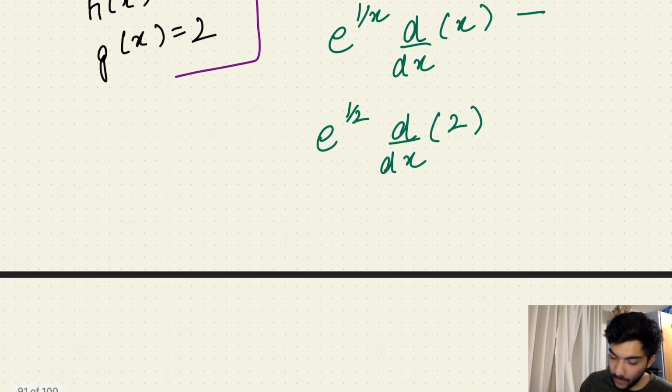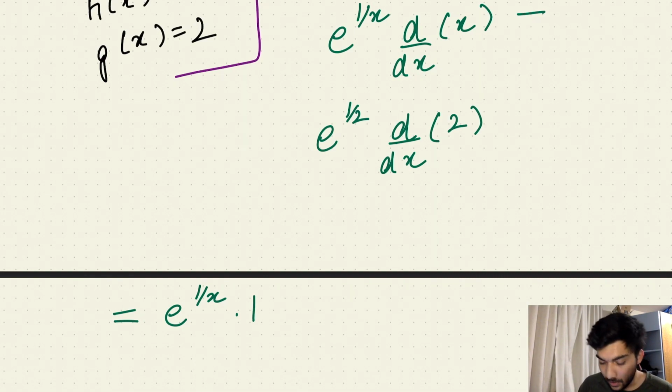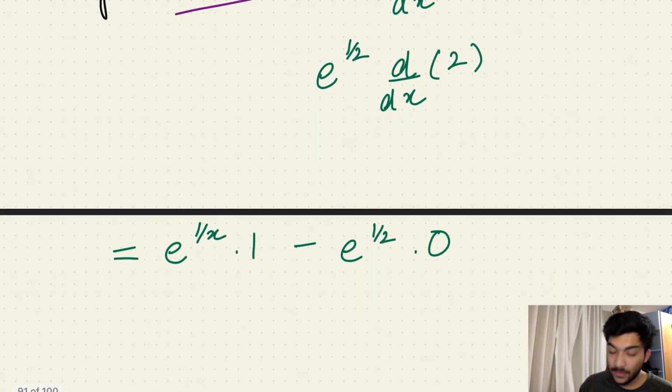Now if we try to evaluate this expression, e to the power 1 by x would remain e to the power 1 by x. dx by dx would become 1, right? Because I'm taking the derivative of x, and the derivative of x is 1. So this would be changed to 1. And now we'll work upon the other half of this expression. So e to the power 1 by 2 will remain e to the power 1 by 2. D by dx of 2, since 2 is a constant, the derivative of a constant function is 0. So it would be 0, right?